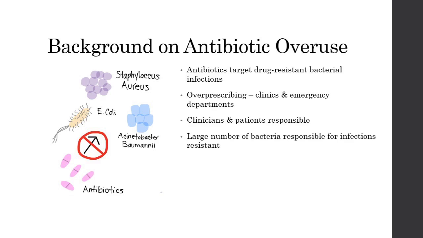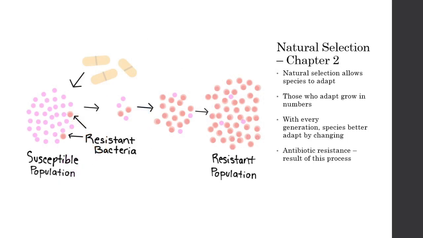Due to antibiotic overuse and overprescribing, more than 70% of the bacteria responsible for the 2 million infections acquired in U.S. hospitals each year are resistant to at least one commonly used antibiotic, such as the resistance of S. aureus to penicillin.